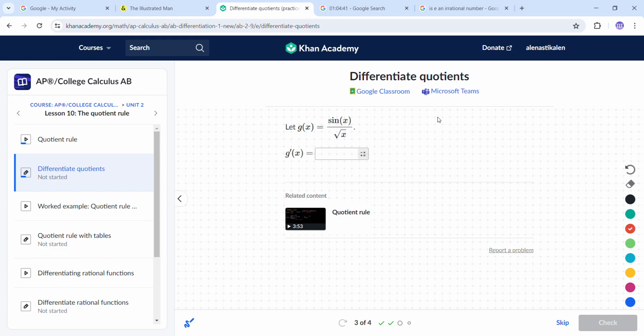Sine of x, what is that going to be? That's just cosine of x, right? Cosine of x along with the square root of x minus sine of x over 2, yeah, so that's the answer, over just x. So this right here is where a lot of people go wrong. At least where I used to go wrong a lot.